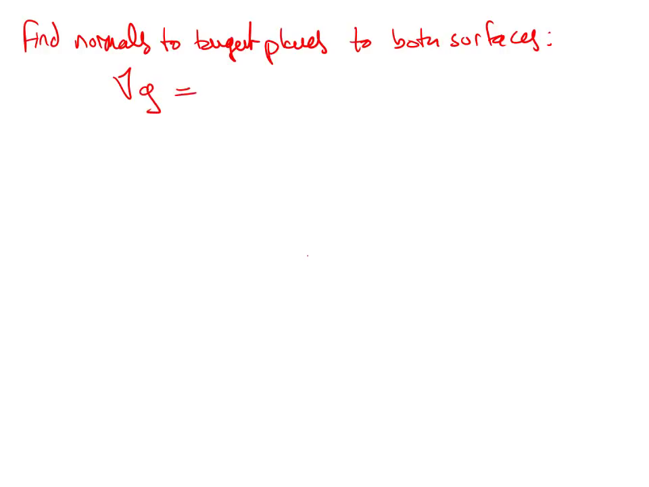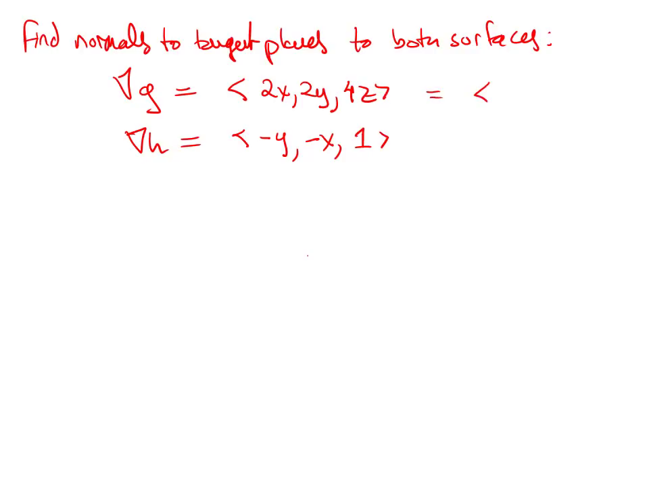So the gradient of g in this case is just going to be 2x, 2y, 4z. And the gradient of h is going to be, in this case, minus y, minus x, 1. And at the point we're interested in, the first is equal to 2, 2, 4, and the second is equal to minus 1, minus 1, 1. Okay, so now we found normals to these tangent planes.